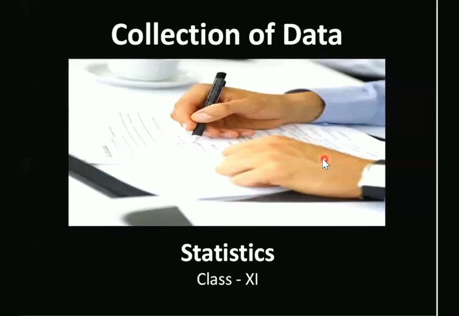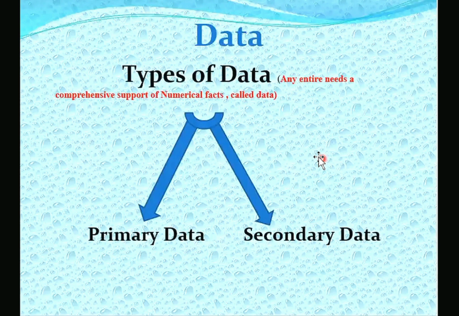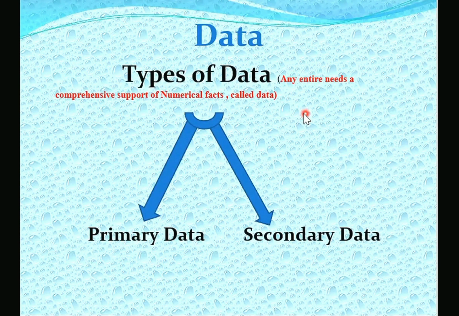Data. We have been repeatedly saying data. What is this data? Data are the numerically collected facts or information which are collected by the investigator during investigation. There are two types of sources of collection of data, internal sources and external sources. Internal sources are the sources in which an organization collects data from its own reports and records.